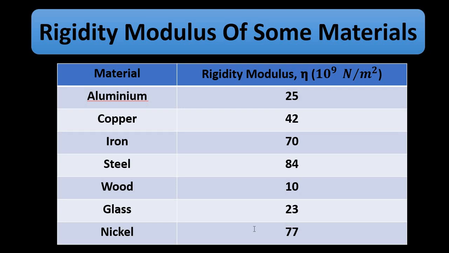So we have discussed Young's modulus of elasticity for length, bulk modulus of elasticity for volume, and rigidity modulus or shear modulus for bending angle.